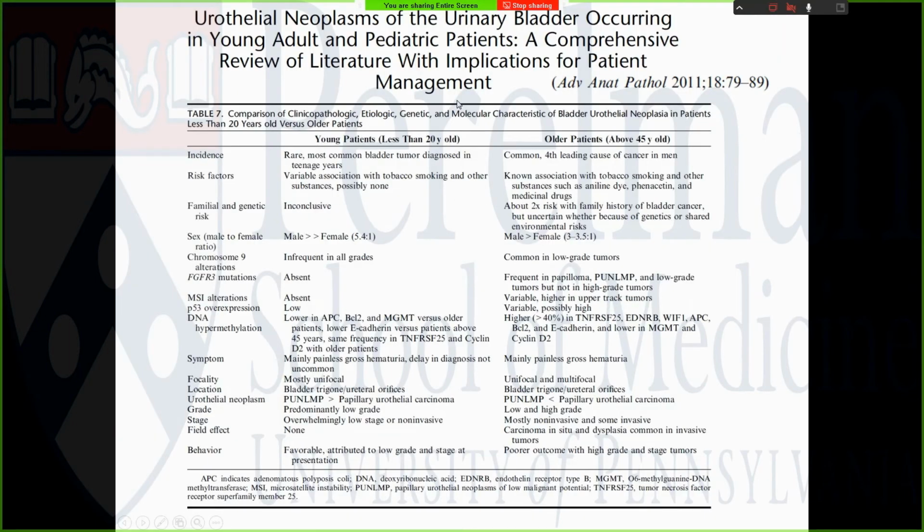So when we reviewed the literature, we found indeed that this was very unusual. Urothelial neoplasm in a population less than 20 is something very unusual, and when they present, it is a very low-grade neoplasm with a low stage and very good prognosis, something very different from what we were seeing here. This is usually just a disease of very elderly male smokers.